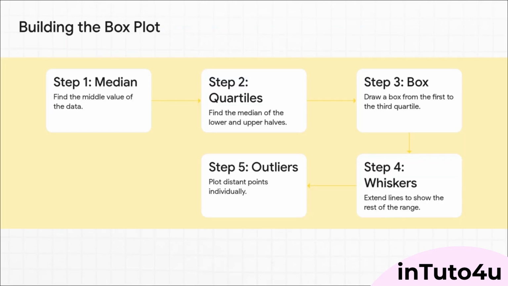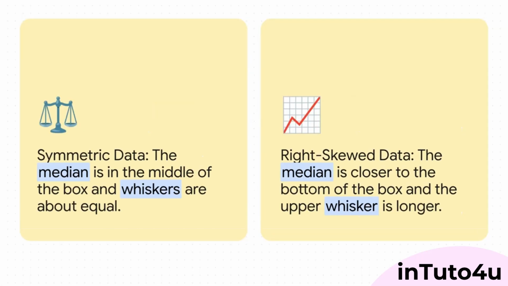Okay, so here's how you actually build one. First, you find the median, that's the value smack dab in the middle. Then you find the quartiles, Q1 and Q3, which are just the medians of the lower and upper halves of your data. The box itself is drawn between those two quartiles, and that box contains the middle 50% of all your data points. The whiskers then stretch out to show you the rest of the range, and any points that are way out there get flagged as outliers. Simple as that.